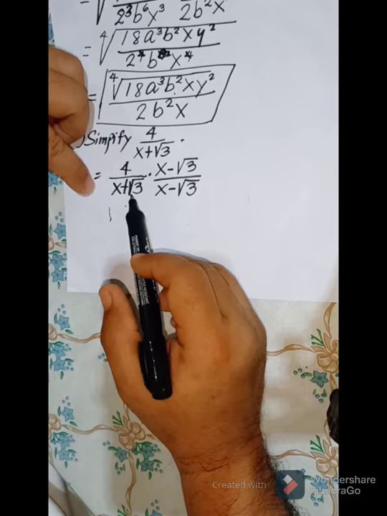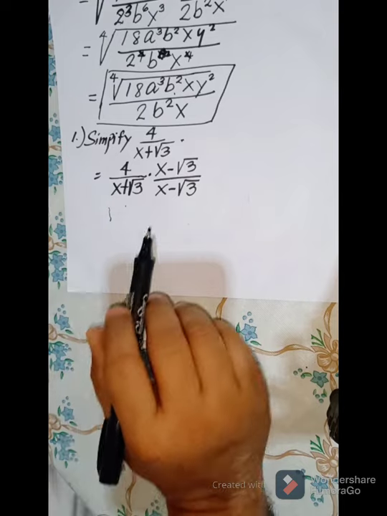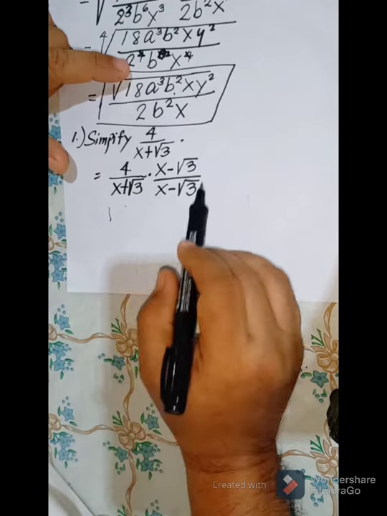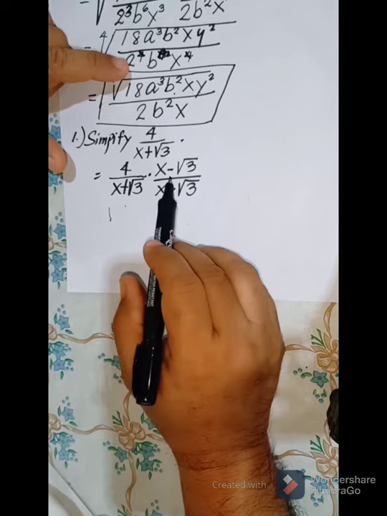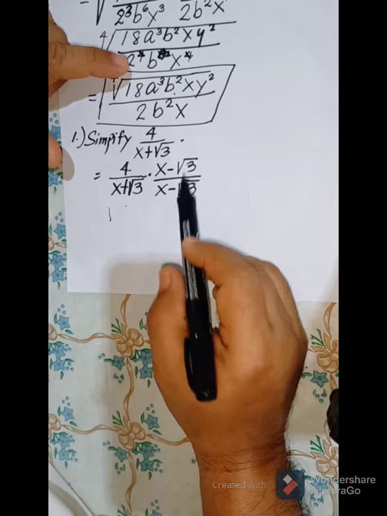And 4 divided by x plus square root of 3 times 1 is the same, 4 over x plus square root of 3. We are only changing the form, but we are not changing the value. That's why we are seeing to it that this expression, the multiplier, is equal to 1. Any quantity, as a matter of fact, multiplied or divided by itself is equal to 1.